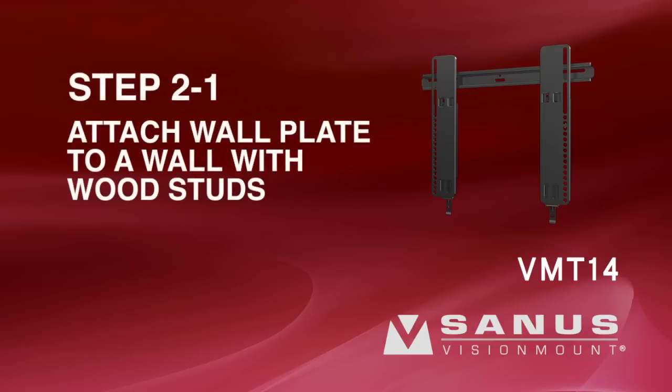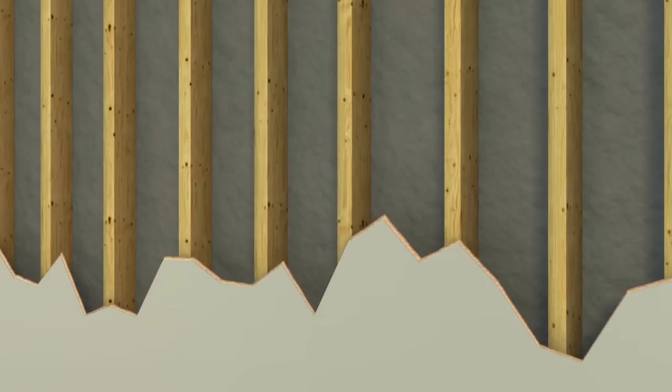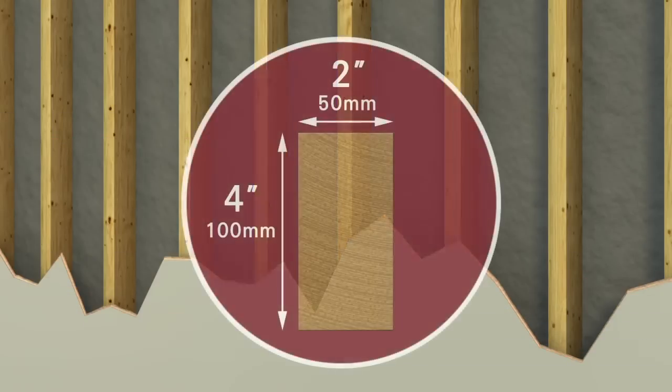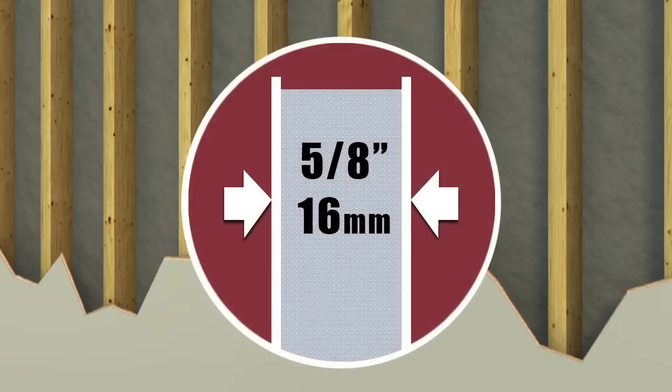Step 2-1. Attach the wall plate to a wall with wood studs. Please note, for safe installation, the wood stud size must be 2x4 inches or larger, and any drywall or other wall covering material may not exceed 5/8 of an inch in thickness. Use an electronic stud finder to locate and mark a stud. At this time, it's a good idea to verify the stud location with an awl or thin nail.